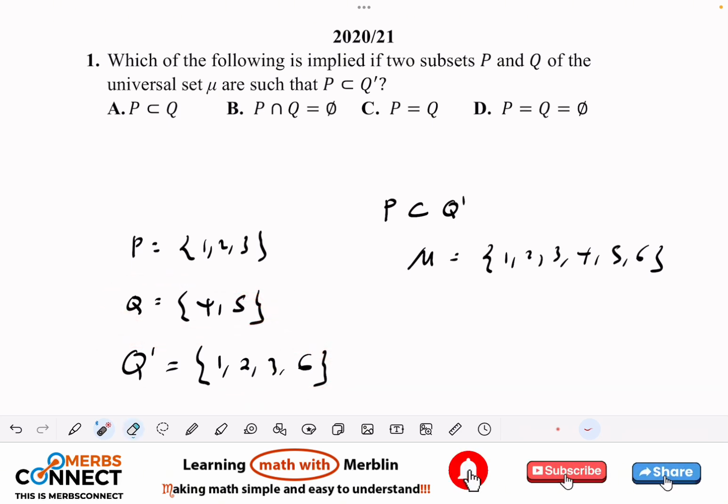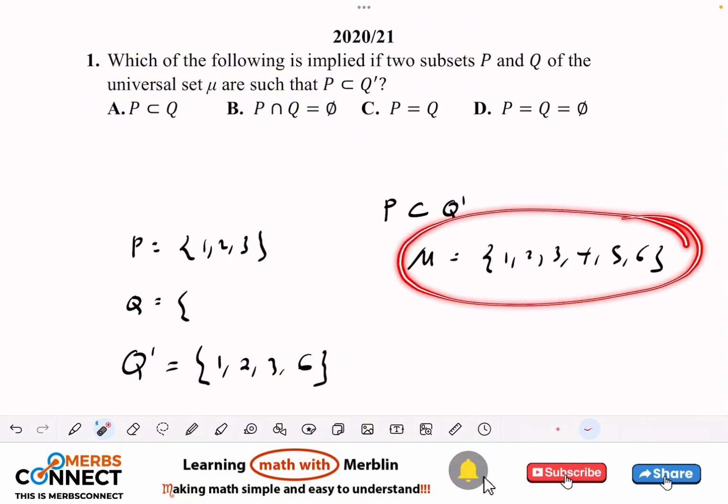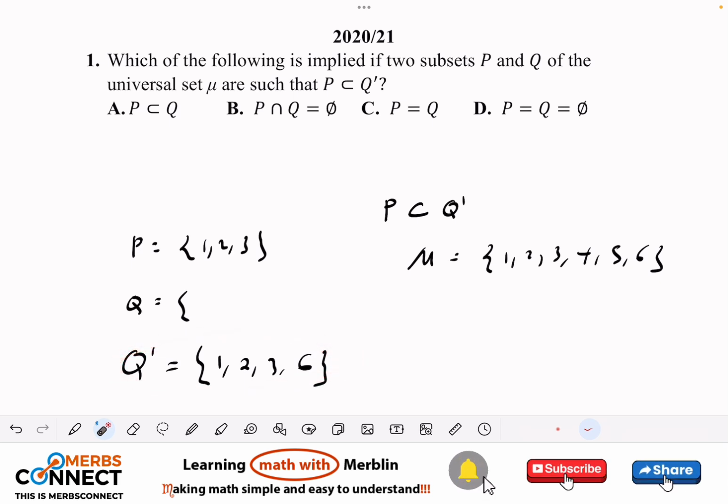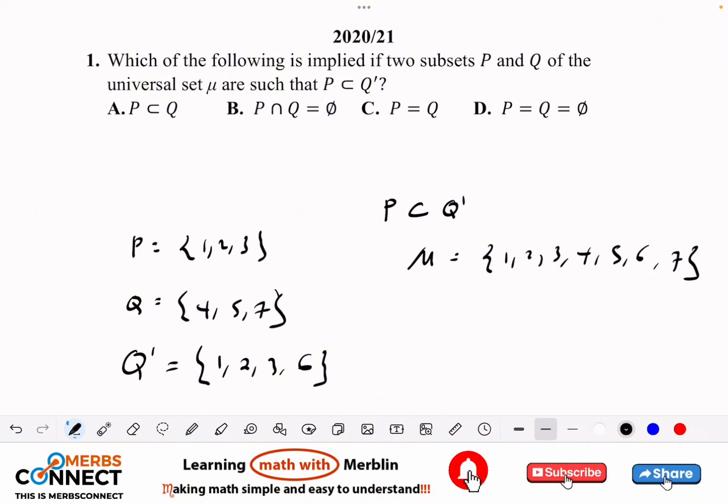So now let's find Q. Let me clean this and let's find Q. Q are all the elements in this that are not in Q prime. So we can see 1 is here, 1 is here, 2 is here, 2 is here. 3 is here, 3 is here. 6 is here, and 6 is also here. So the only elements that are not in Q prime are 4 and 5. I can even add 7 to it, and have this one to be 4, 5, and 7, right? So this is the idea of how to get to the set so that we can analyze this.